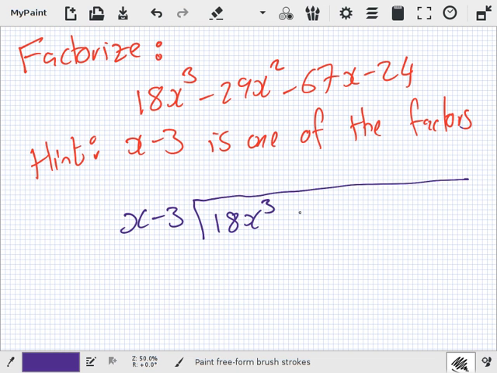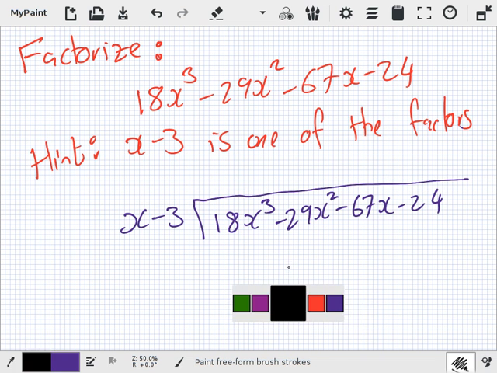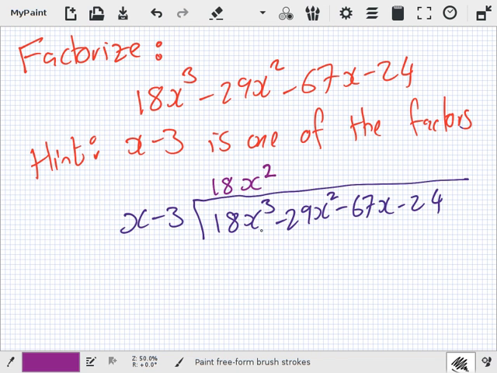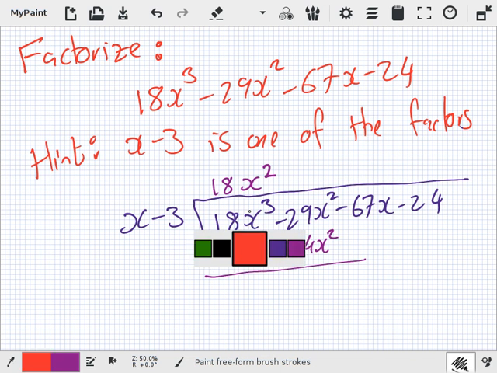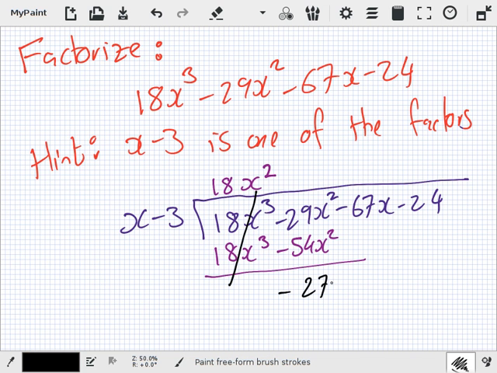18x cubed minus 29x squared minus 67x minus 24. Okay, Abir, what's my first number here, do you think? 18x squared. And then I have 18x cubed minus 54x squared. Right, now, since you have your calculator handy, when I subtract, what do I get? Minus 27x squared, and then I need to take these two down, don't I?